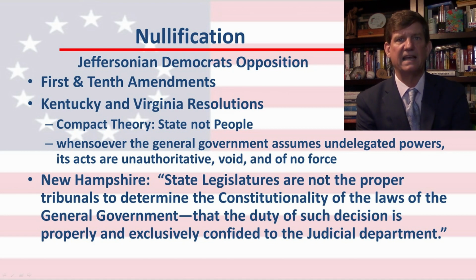If states like Kentucky and Virginia thought that the Alien and Sedition Acts were unconstitutional, that they were expanding federal authority, then Kentucky and Virginia had to go to a federal court. They had to sue in a federal court, testify in a federal court, present their evidence in a federal court, and then appeal all the way to the Supreme Court. Kentucky and Virginia had no sovereignty. They had no right to simply nullify federal law.